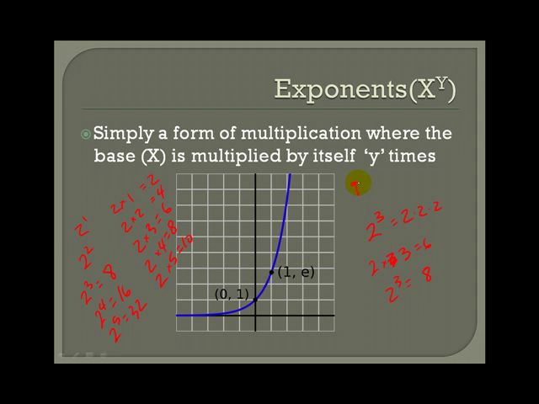So, for example, 9 to the 8th is the same thing as saying 9 times 9 times 9 times 9 times 9 times 9. 1, 2, 3, 4, 5, 6, 7, 8. That's the same thing. Got that? That's not the same thing. 9 times 8 is not the same thing as 9 to the 8th. Alright? Are we good there? Good.